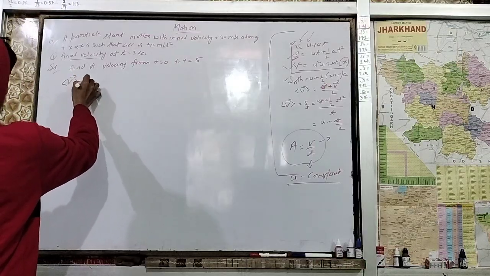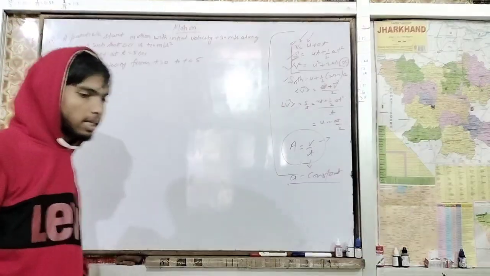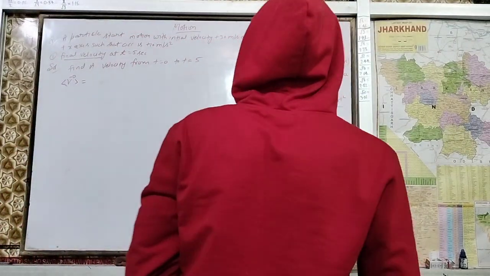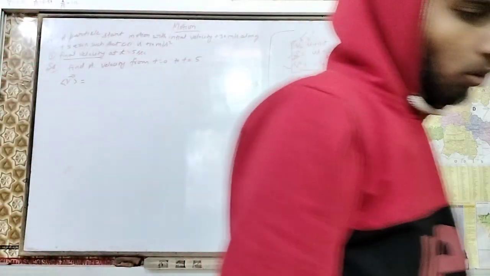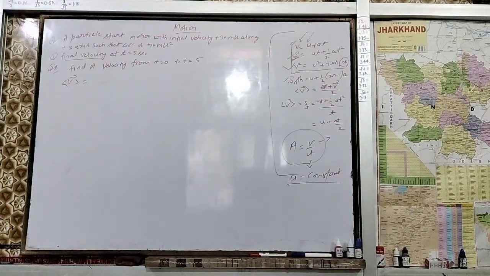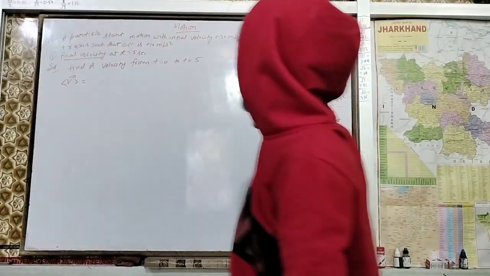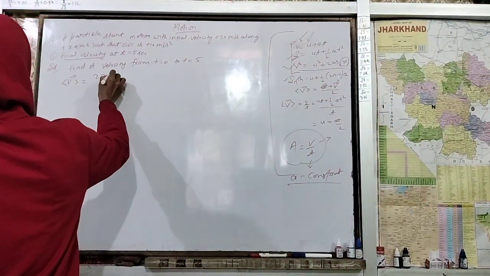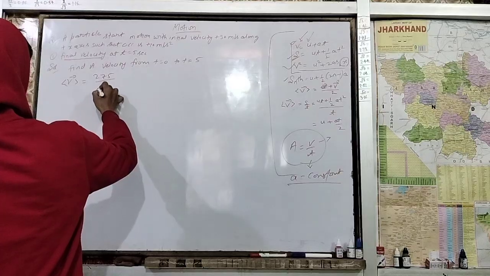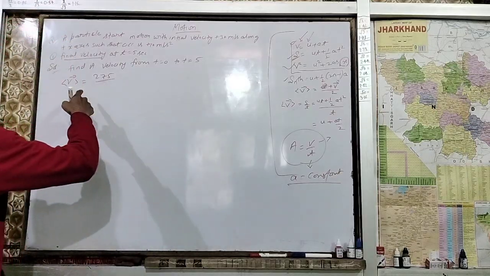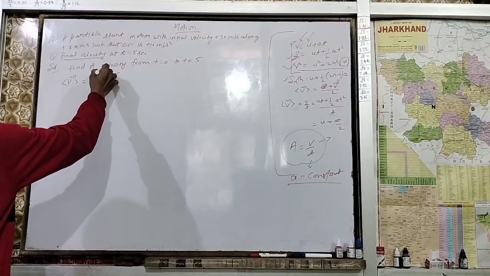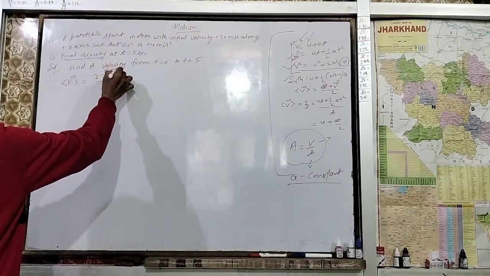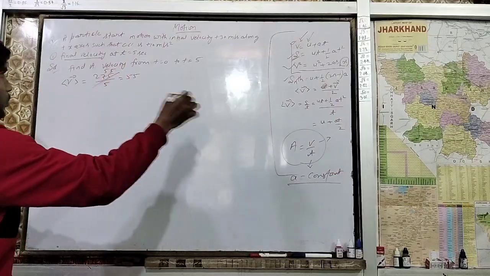So average velocity will be s upon t. s came out, I think, 275. And t is how much? Total time. Total distance is 275 and total time is 5 seconds. 5 5s are 25, then again 5 5s are 25. So 55.